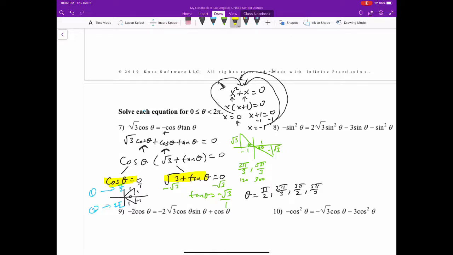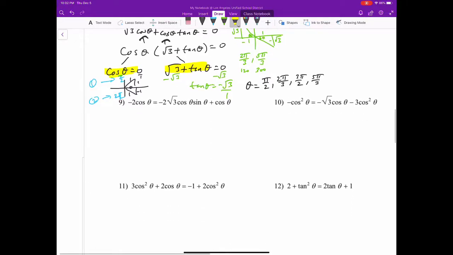Let's do one more problem, like this. I see cosine, sine, they're all kind of mixed together, and I don't really know what to do. Well, let's just move everything to one side. If I move everything to the left side or right side, it kind of doesn't matter, but I'm going to try going left. So I see cosine, so I'm going to minus my cosine over, so minus cosine.